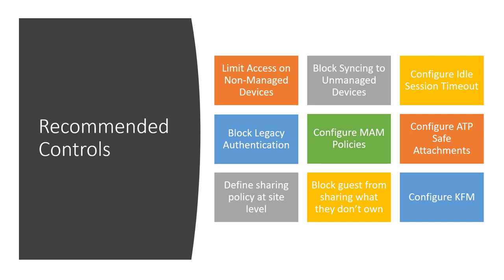So getting into it here, I'm going to be going through each one of these one by one, showing you a little demo of how to set this up as well, where to go in the admin settings to configure these settings. So the first one here, we have limit access on non-managed devices. With this one, we can set up a conditional access policy in which we can restrict the download capabilities when users are accessing OneDrive or SharePoint on a device that isn't managed.